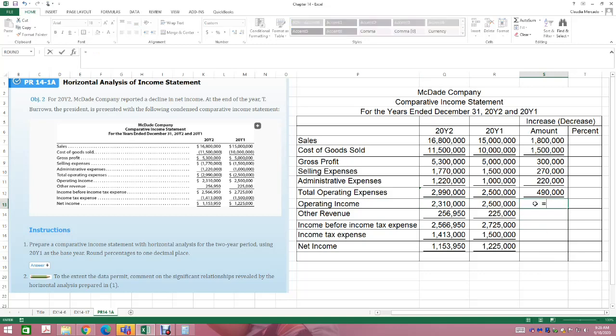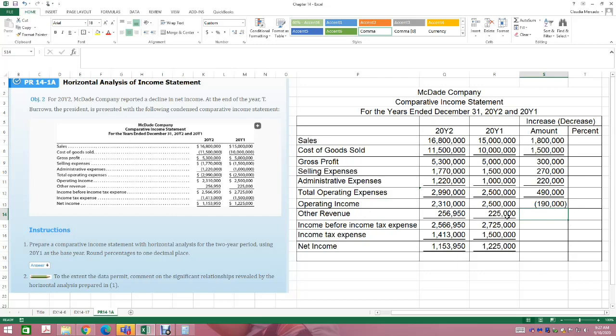Okay, so we're going to compare the current year from the prior year, and I have a negative of 190,000. Why? Because my operating income decreased. I had 2.5 million last year. This year I have 2.3, so that's a drop. So your income decreased. Your operating income went down. Because your operating income decreased, then the number should be in parentheses. Only if it decreased. Okay?